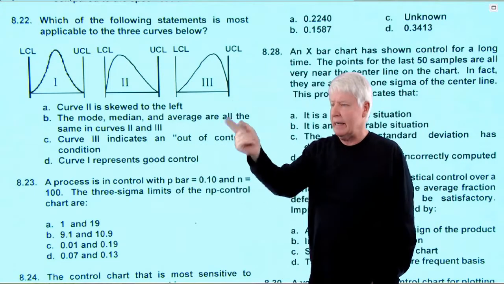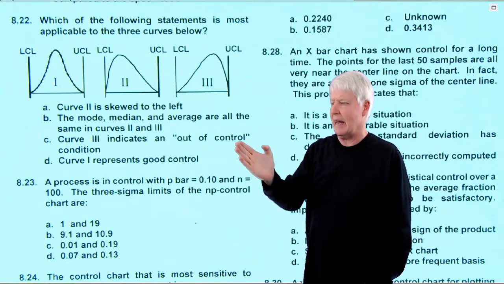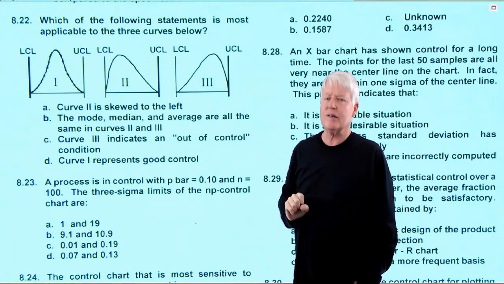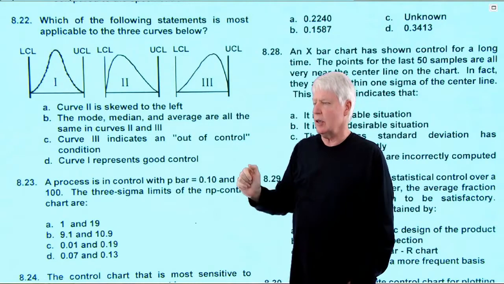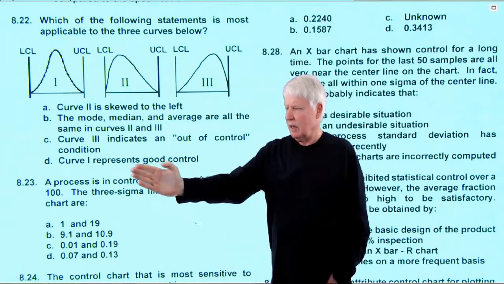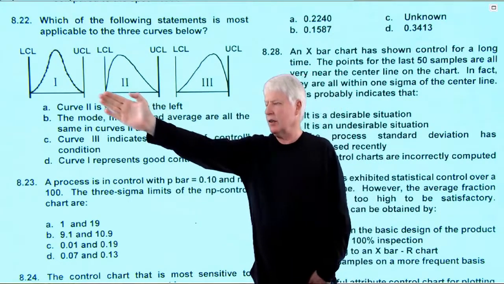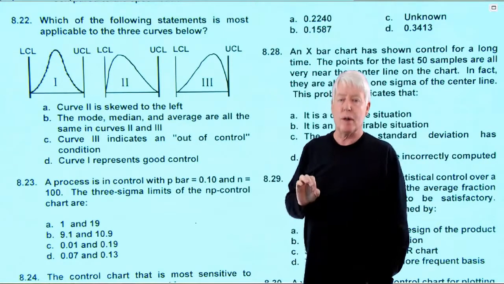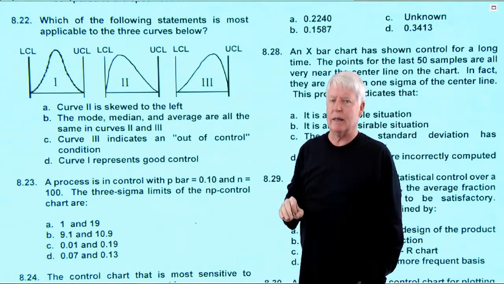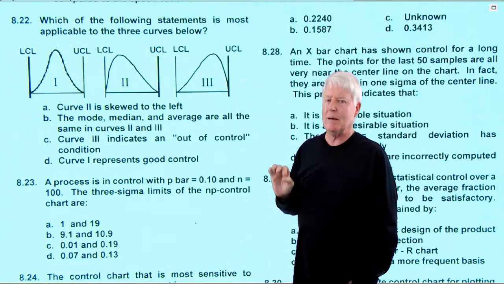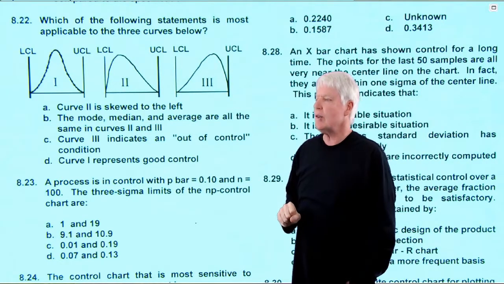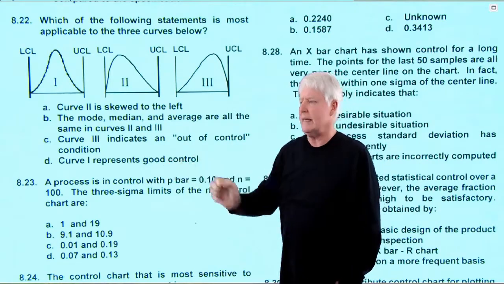Okay, curve 3, there it is. Curve 3 indicates an out-of-control condition. Not necessarily, it may be predictable. So it does look predictable to me. It's just skewed to the left for some reason. Curve 1 represents good control. And that's true. Remember, the poster child of predictability is the normal distribution. What does predictable mean? It means it's in control. So this one, 822, has to be D.